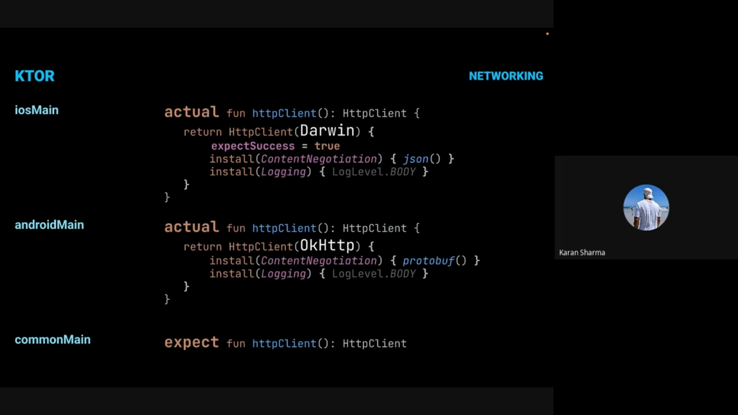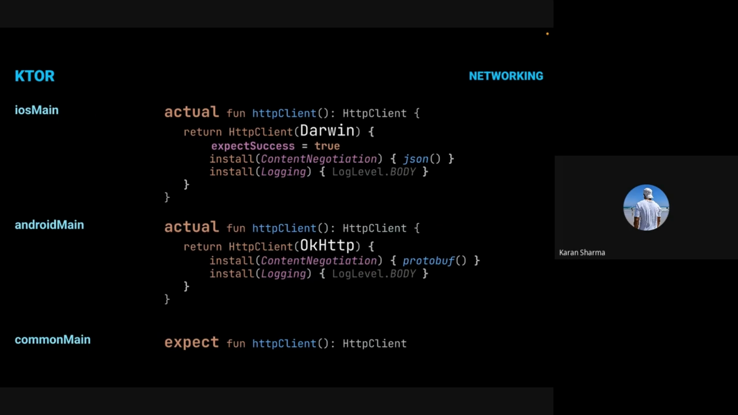So here is JSON for iOS, and for Android it's protobuf. So we can do both. And we're providing the right platform engine, that is Darwin and OkHttp. And we can also install the logging plugin here. And for development purposes, we should be able to see logs whenever we make an HTTP request for debug builds. And that's how we can set up our configuration.